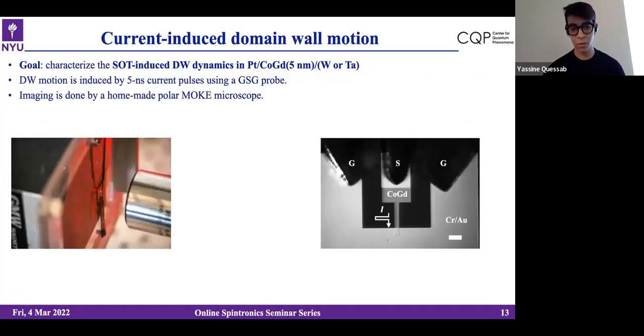The first step for me to verify the quality of the films that I grew and optimized was to investigate the current-induced domain wall motion in 5 nanometer thick cobalt gallium thin films, capped by tungsten or tantalum. The domain wall motion was induced by a 5 nanosecond current pulse using a GSG probe, as shown in this optical image. This is the type of devices that I studied. Imaging is done by a homemade polar MOKE microscope that I built myself here at NYU. So this is the GSG probe that sends the RF wave into the device, the objective lens, the sample is clamped onto the transparent window, and then on the back side there is a projected electromagnet.